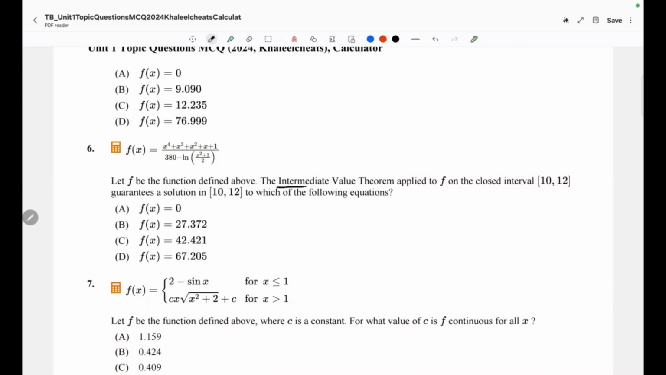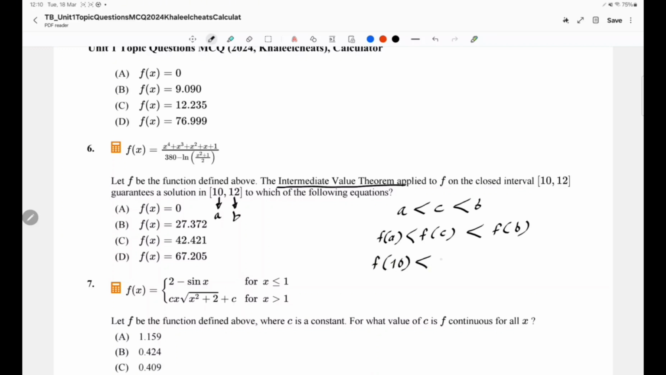So here I have application of the IVT, and for the IVT to work, I have to satisfy the following conditions. That C is bigger than A, less than B. F of C is less than F of B, but bigger than F of A. Now this is the A, and this is the B. So right now my job is to one time plug in 10 in the F and one time plug in 12, and I must surround my F of C between those two values. Now it's time to use the calculator to find what F10 is about and what F12 is about.